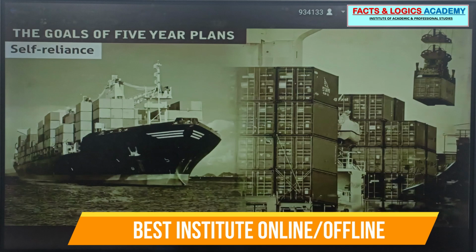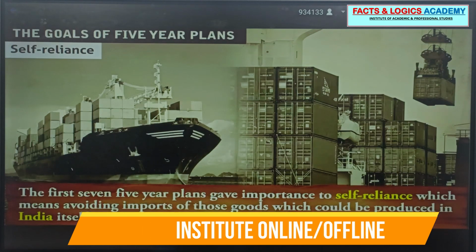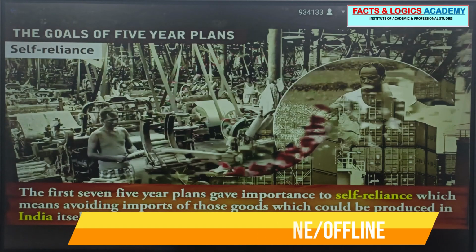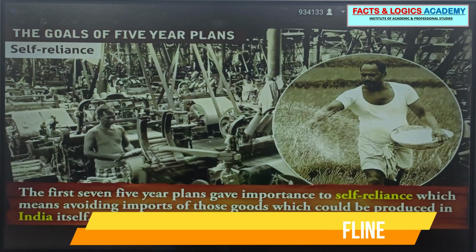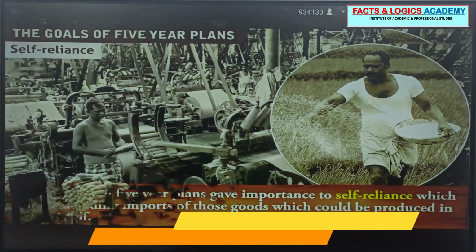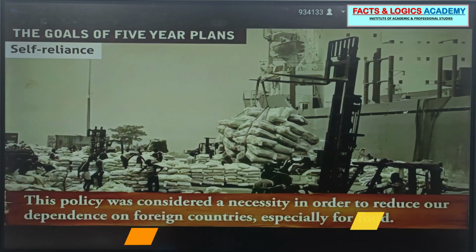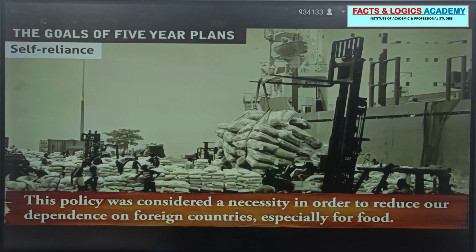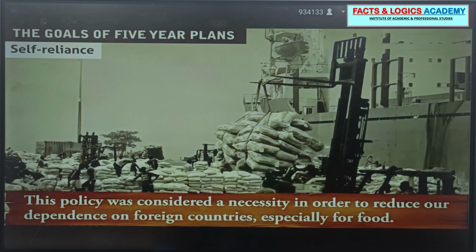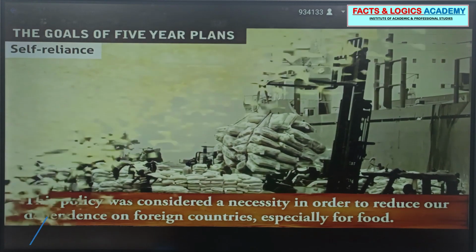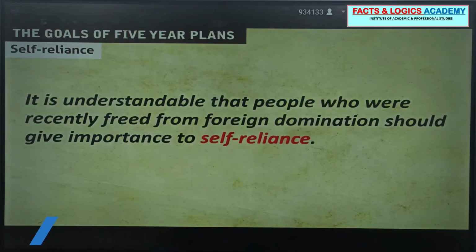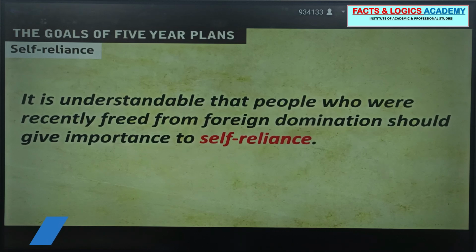The first 7 five-year plans gave importance to self-reliance, which means avoiding imports of those goods which could be produced in India itself. This policy was considered a necessity in order to reduce our dependence on foreign countries, especially for food. It is understandable that people who were recently freed from foreign domination should give importance to self-reliance.